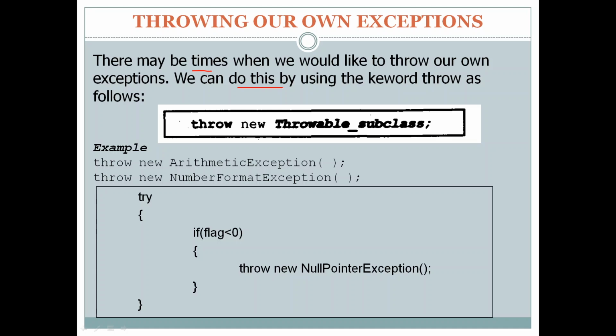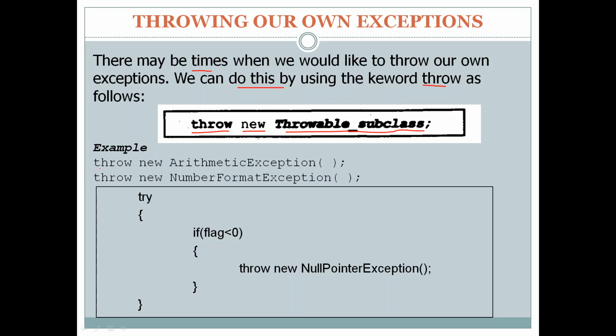We can do this by using the keyword throw, and the syntax of the throw keyword is throw, the operator new, and then the throwable exception or throwable subclass. That is our exception class we need to define. When we use this syntax, that particular exception is thrown, and it can be caught by a catch statement. One example is given here.